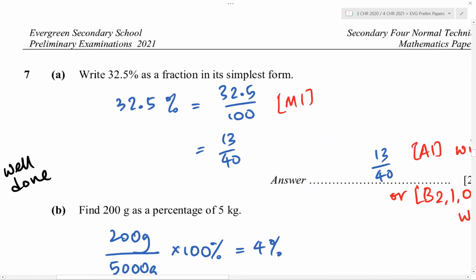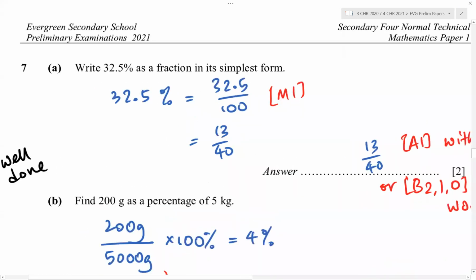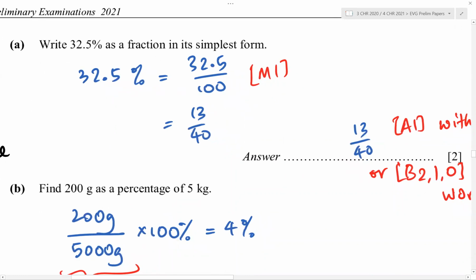7A. It was very well done. Many of you didn't even give any working. Never mind, I don't care. If you give me the correct answer, can already. In this case, 13 over 40. Because it is possible, press calculator only. 32.5 over 100, you get an answer already.